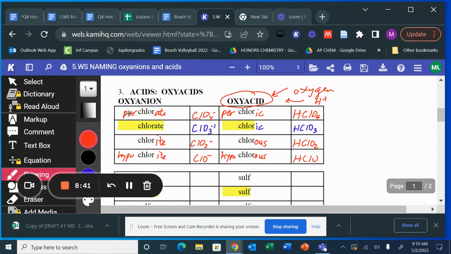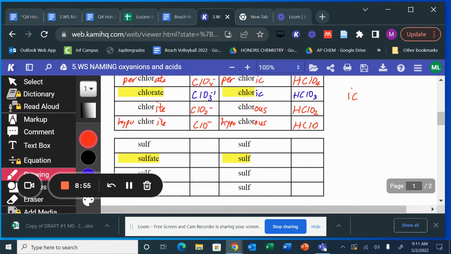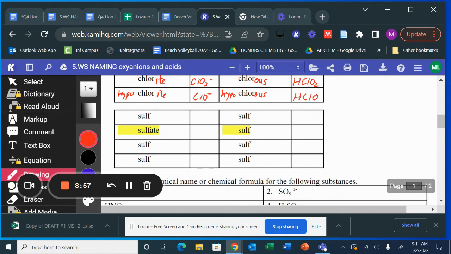The way I remember it is icky, acids are icky, and then you go up, the first two are the same, and then if you remove an oxygen, you owe us money, or you owe us oxygen, so you keep removing oxygen for the ous. Okay, pause the video and try these yourself.